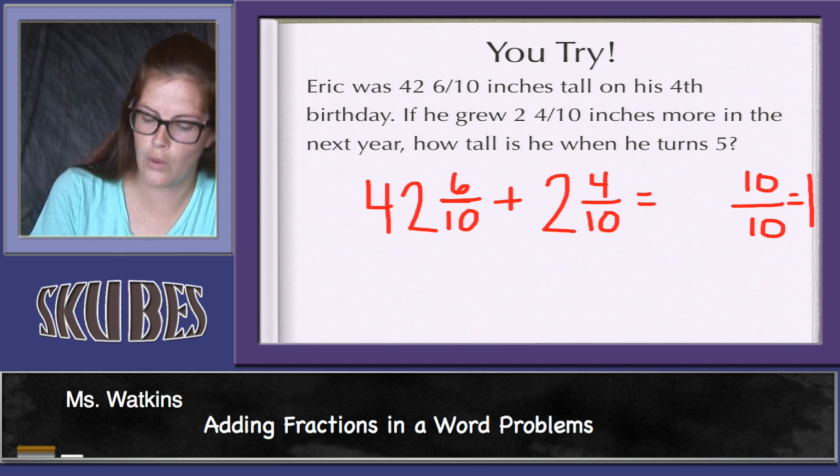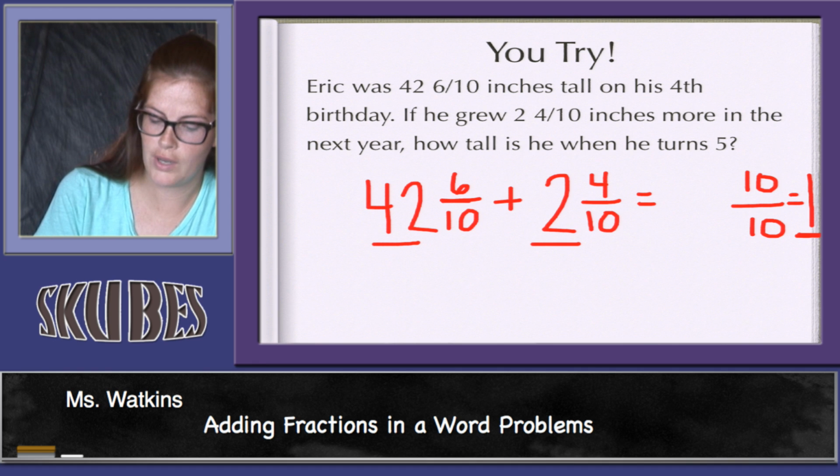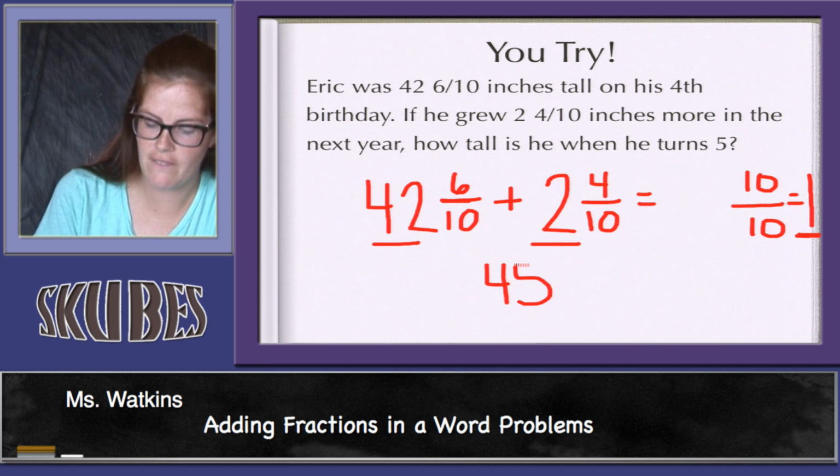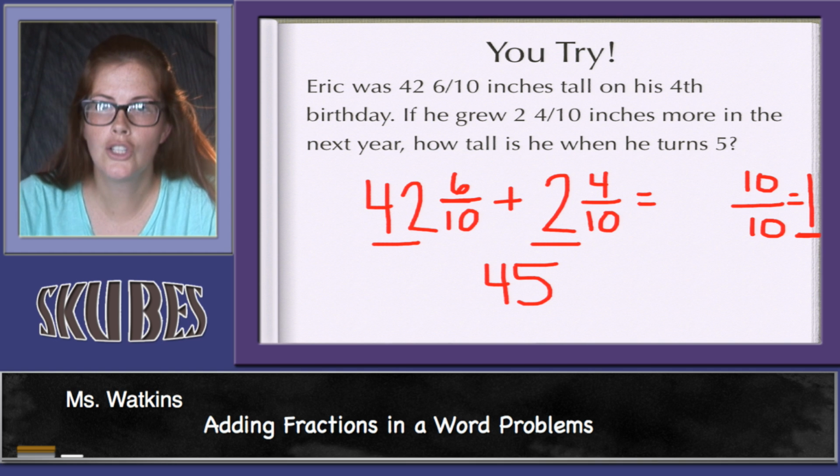So now let's add our other whole numbers. 42 plus 2 equals 44, plus our other whole number equals 45. So he will be 45 inches tall when he turns 5. This concludes our lesson on adding fractions in a word problem.